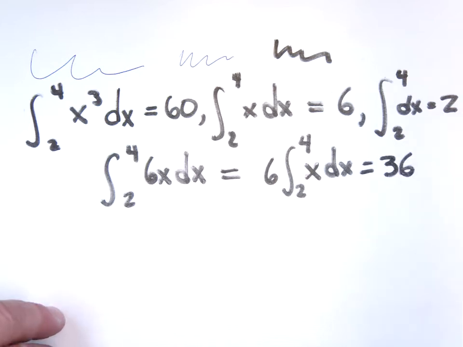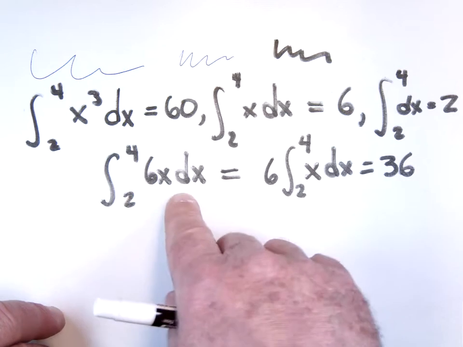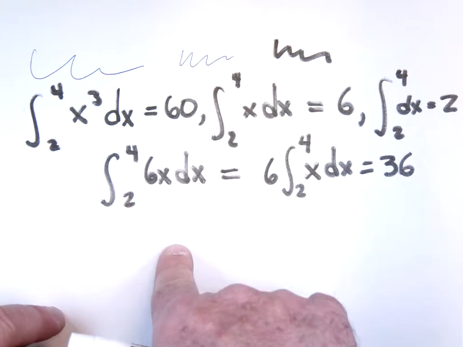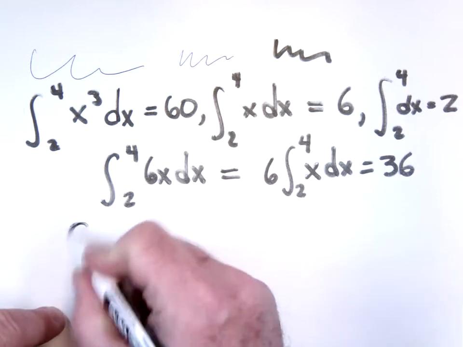I think that's what they want you to do. Just do it that way. Of course, you could just do the integral of 6x dx, which is 6x squared over 2, 3x squared, from 2 to 4. You could do it this way.